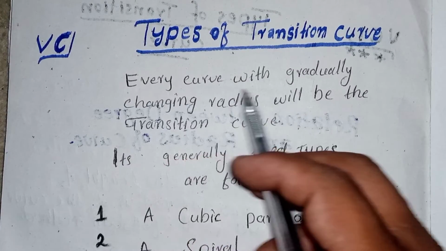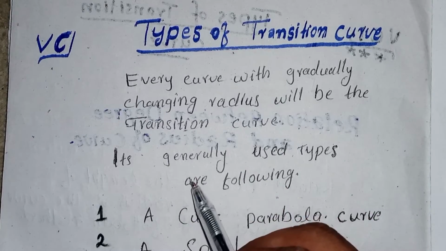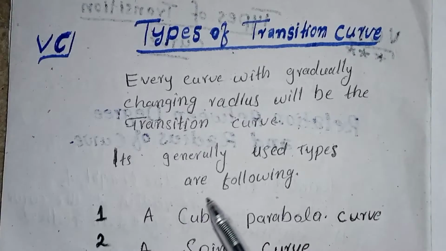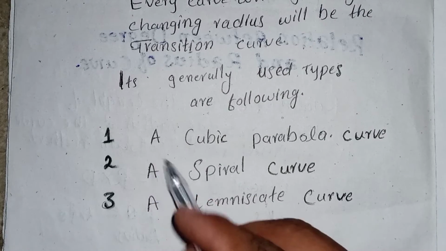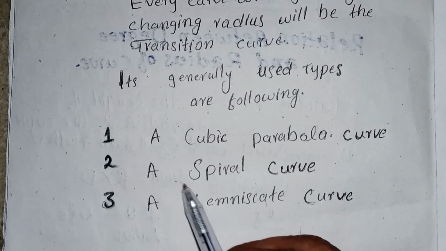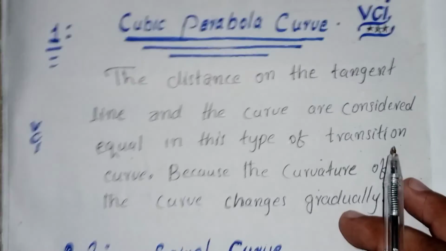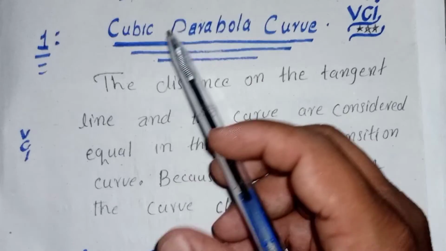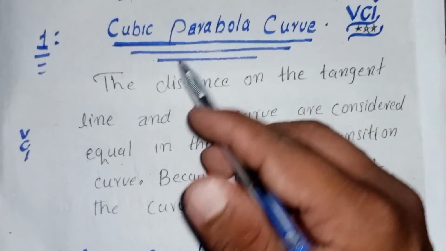Types of transition curve. As you know, every curve with gradually changing radius is a transition curve. The generally used types are three in number. First, a cubic parabola curve. Second, a spiral curve. Third, a lemniscate curve. Their details are written here.